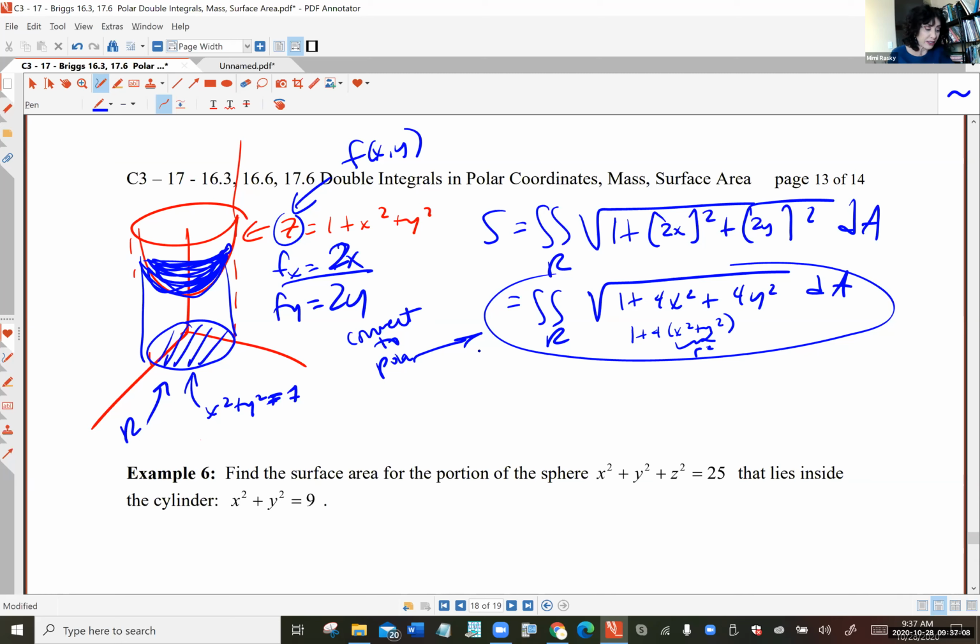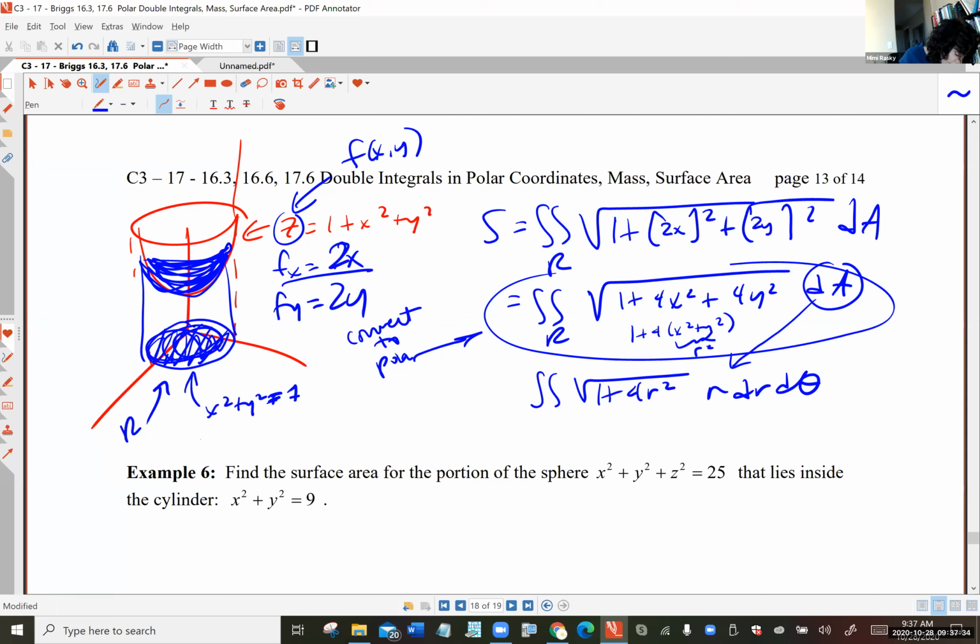And the reason why it makes sense is your region of integration is a circle. Anytime it's a circle or a portion of a circle, you're in business. It's going to work out perfectly. So you're going to have 1 plus 4r squared. And then what does the area element dA end up converting to? Everybody be a pirate. R dr d theta, thank you.